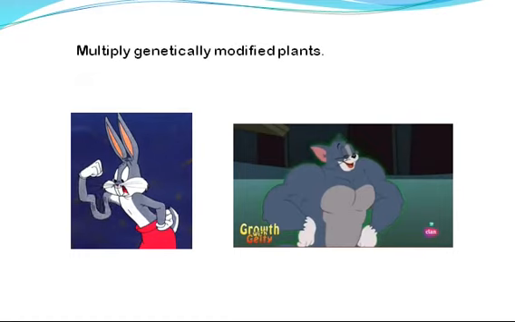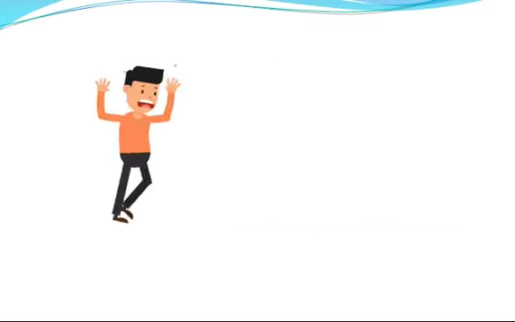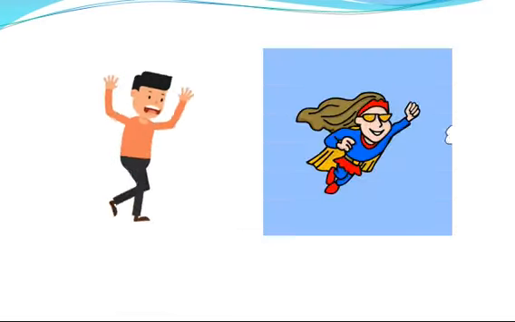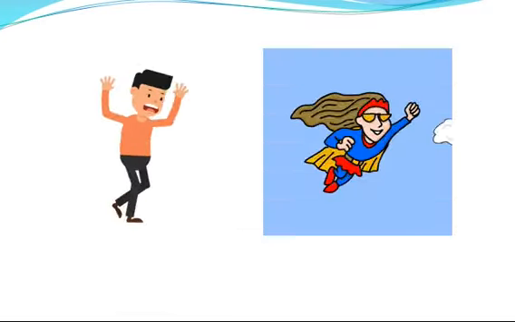This process of micropropagation also helps to multiply genetically modified plants. As you can see, how a rabbit has been converted into a cat, how a man who is running has been converted into a superhero, and how a child scoring bad marks in the exam has been converted to a happy child who is scoring good marks in the exam. These three are all examples of genetic modification.